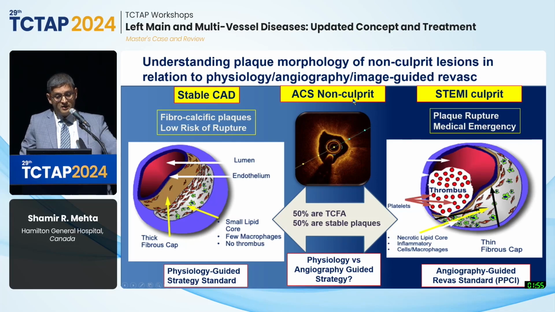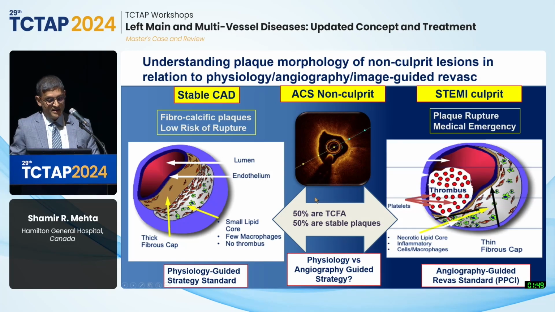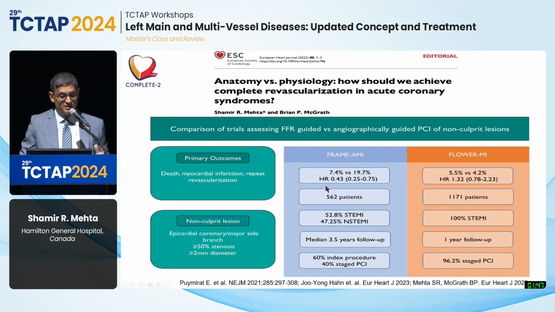And then what about the non-culprit lesions? Well, they're kind of intermediate between the stable and the STEMI. And in the non-culprit lesion setting, about 50% of these lesions are unstable.